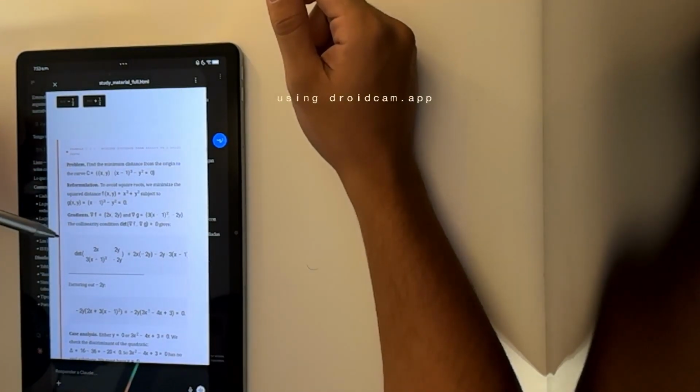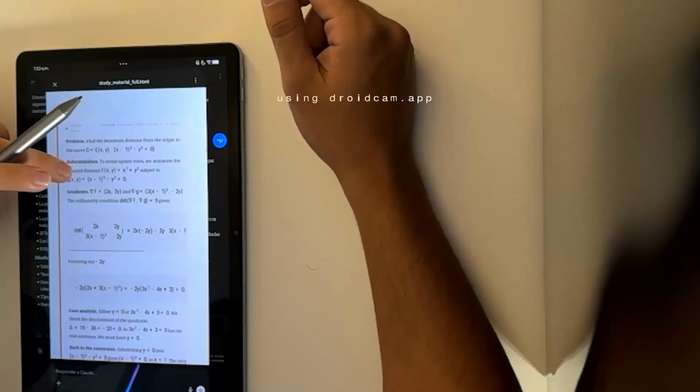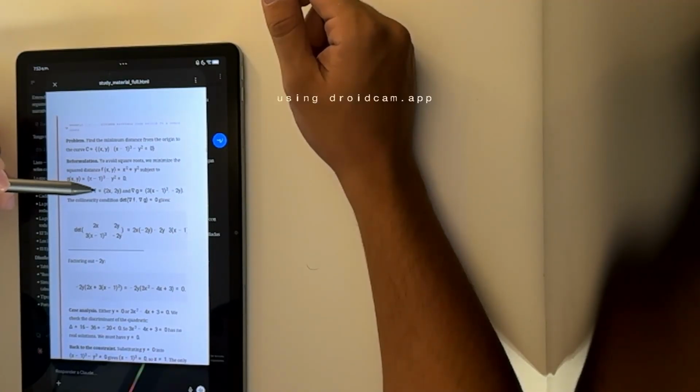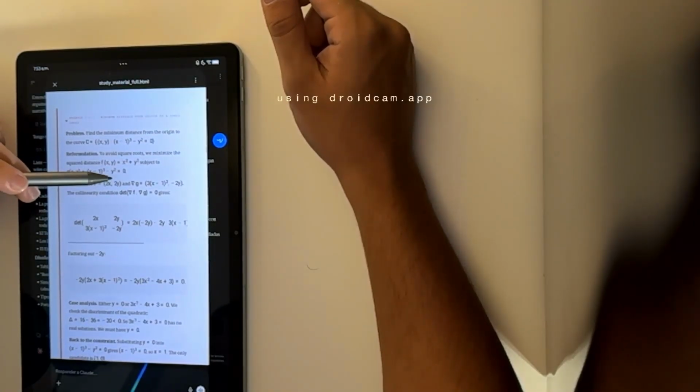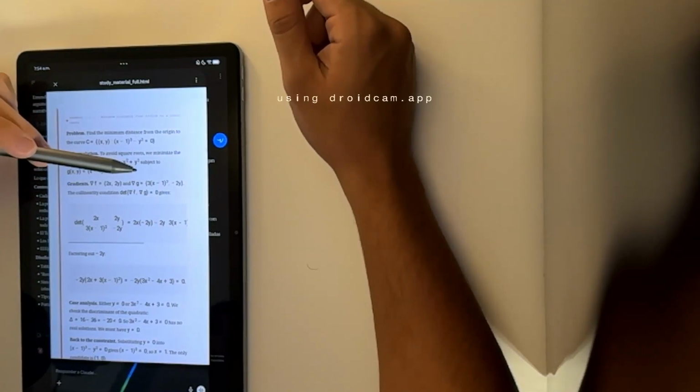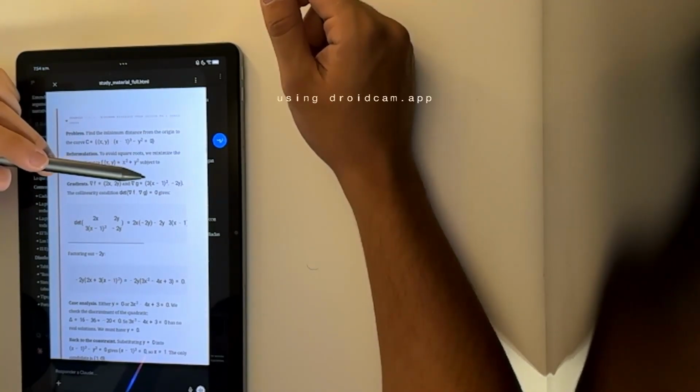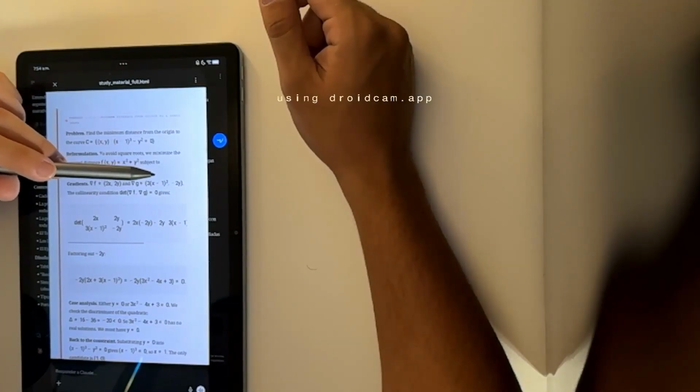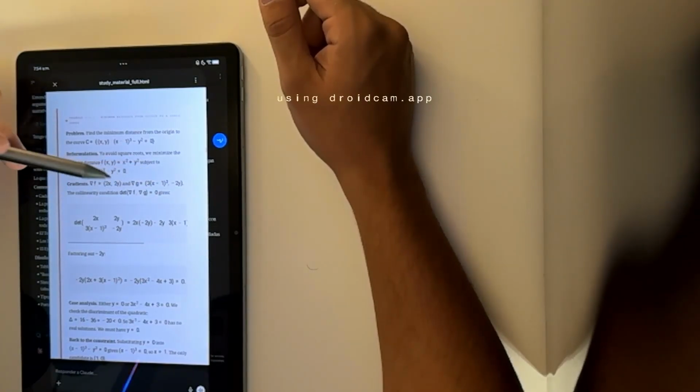equals 0. Gradients: gradient of f equals (2x, 2y). Gradient of g equals (3 times (x minus 1) squared, minus 2y).